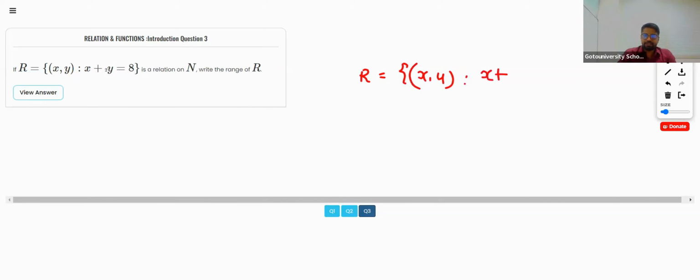Let me rewrite the question to you if it is not clearly visible. It says R is a relation such that x comma y is the ordered pair in the relation where x plus 2y is equal to 8. It's not a multiple choice question. This relation is on natural numbers only. Write the range. So what is the range? The range is the set of all the second elements of the ordered pairs, right?